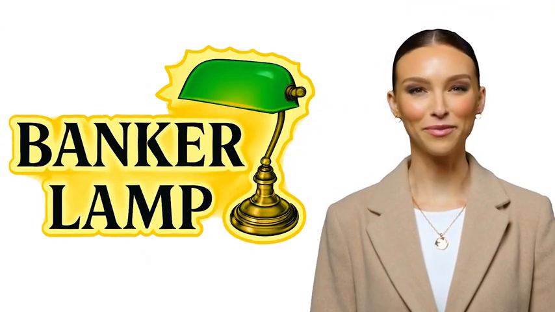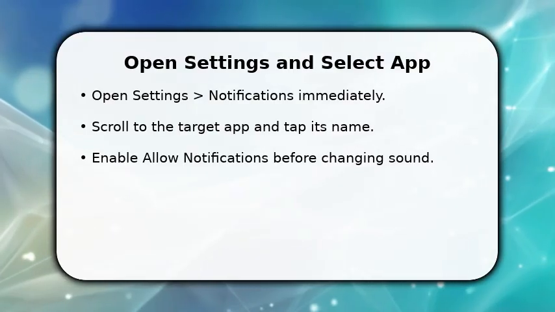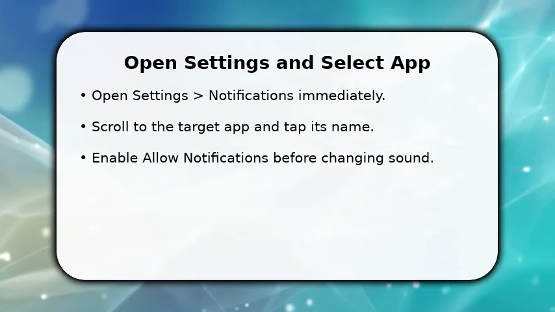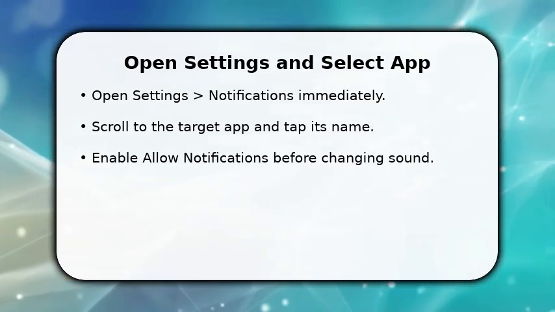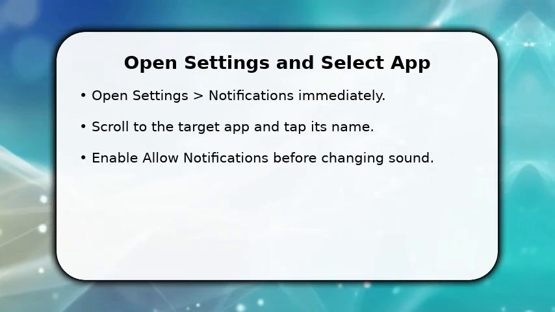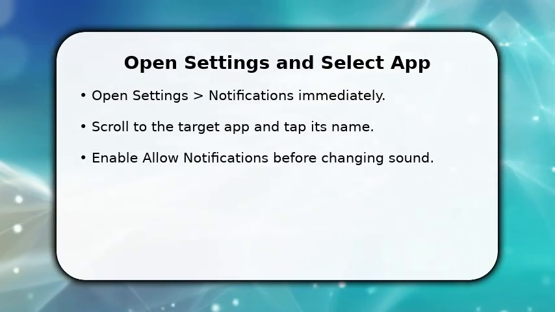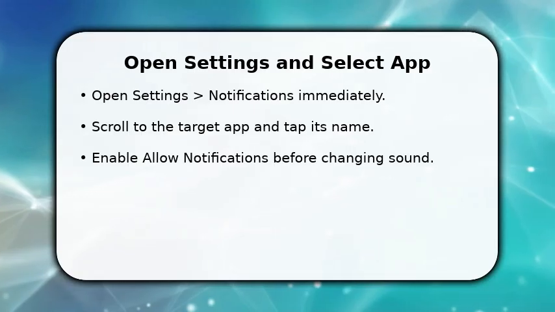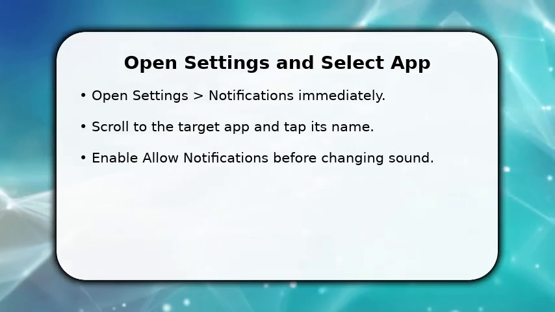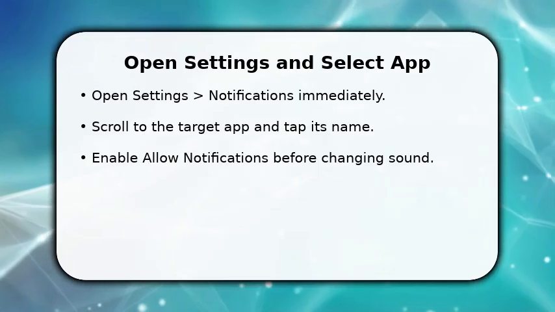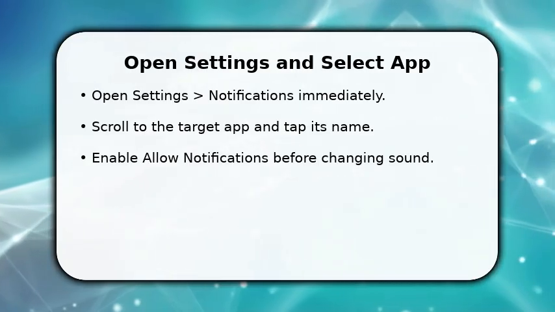Please enjoy the video. You start inside Settings because the system controls app sounds. Open Settings, tap Notifications, then find and select the app you want to change. Make sure Allow Notifications is enabled. Without it, you cannot set a sound. Once done, look for the sound or alert tone option in that app's notification panel.